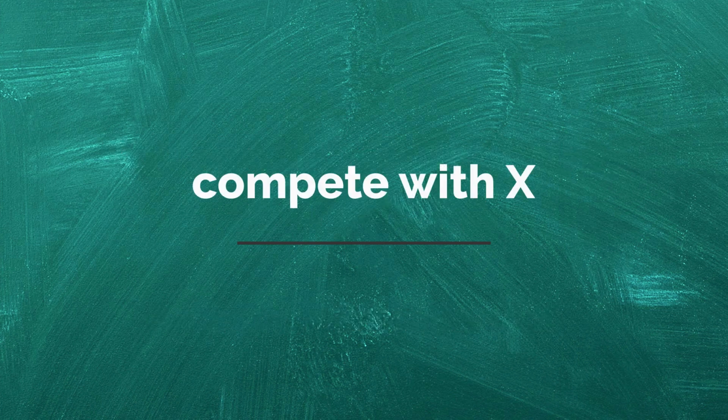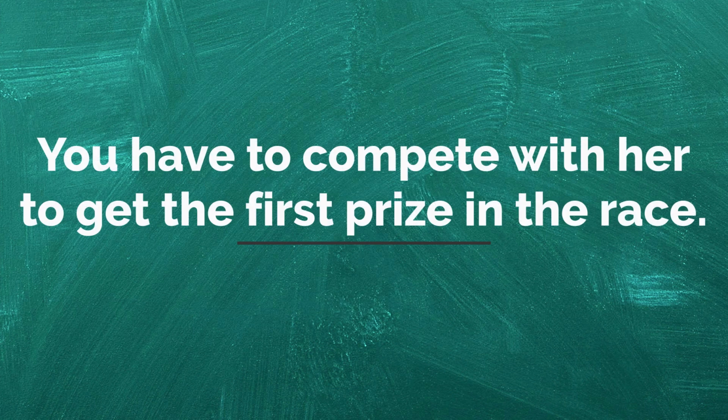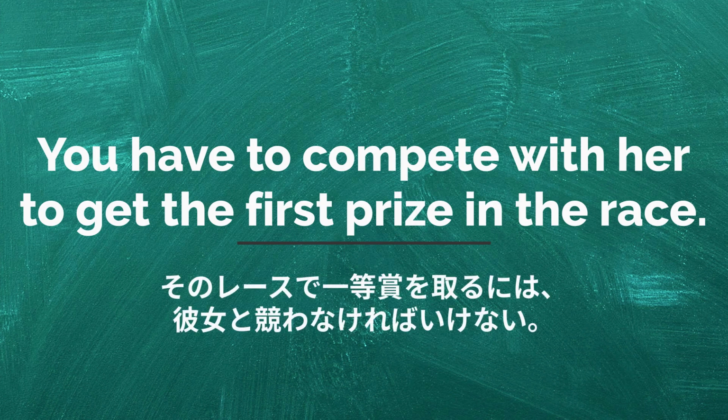Compete with X. X と競争する。 Compete with X. You have to compete with her to get the first prize in the race. そのレースで一等賞を取るには、彼女と競わなければいけない。 You have to compete with her to get the first prize in the race.